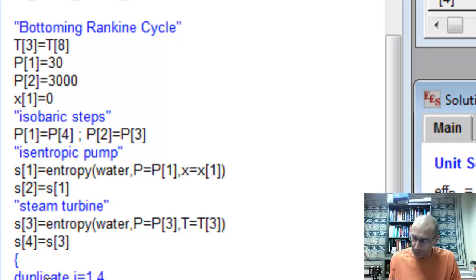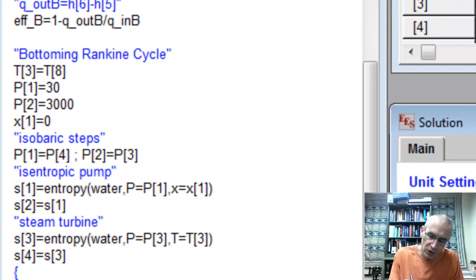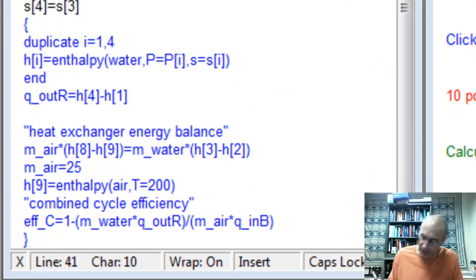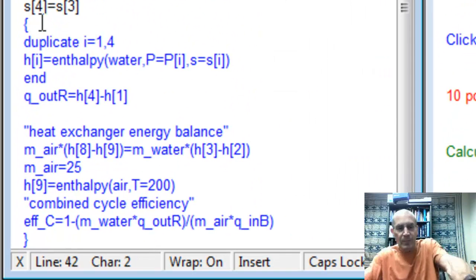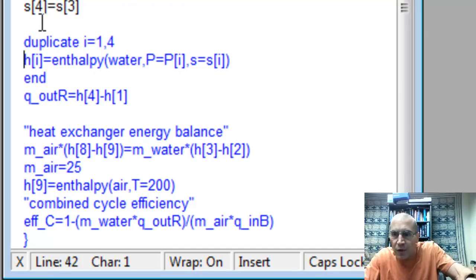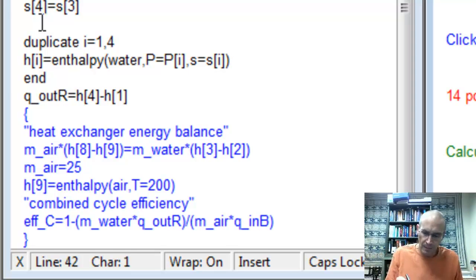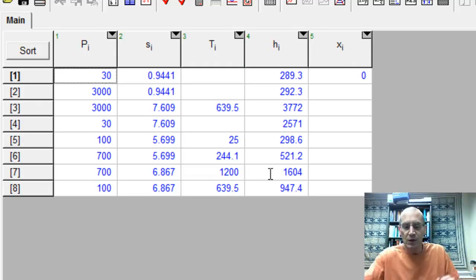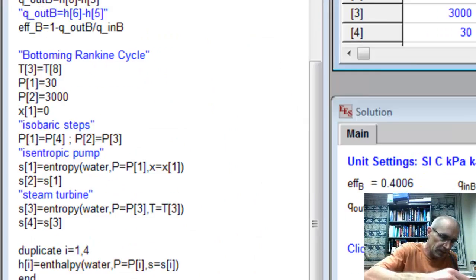And so if we go ahead and look at our solution table, we realize that here's all of our pressures and entropies at all of the points. So our problem is completely specified both for air and for water. So now we can go ahead and calculate our enthalpy values at all states. So now I have enthalpy values of all my air and of my water. So we're getting close to being done.